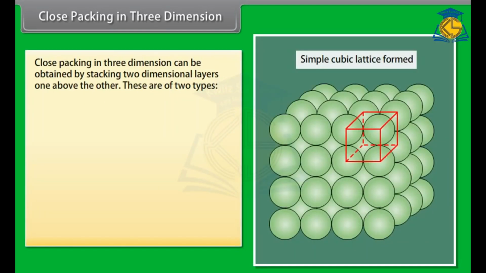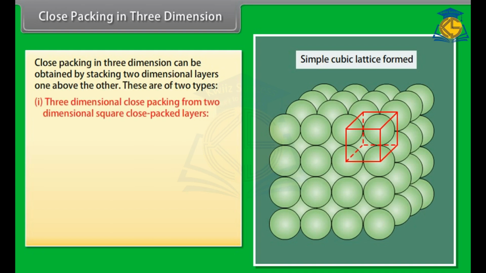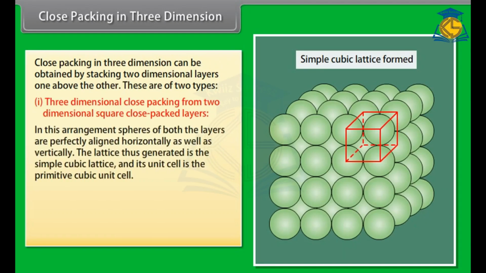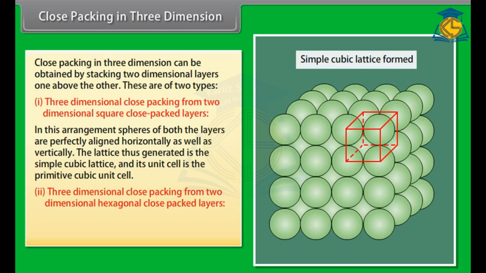Close packing in 3 dimensions. Close packing in 3 dimensions can be obtained by stacking two-dimensional layers one above the other. These are of 2 types: 3-dimensional close packing from 2-dimensional square close packed layers. In this arrangement, the spheres of both the layers are perfectly aligned horizontally as well as vertically. The lattice thus generated is the simple cubic lattice, and its unit cell is the primitive cubic unit cell. 3-dimensional close packing from the 2-dimensional hexagonal close packed layers. These can be generated by placing layers one over the other.